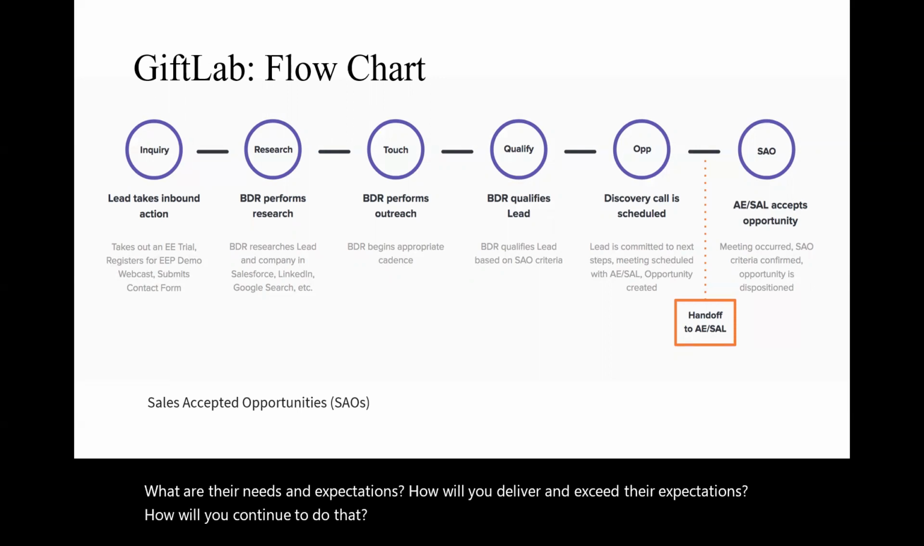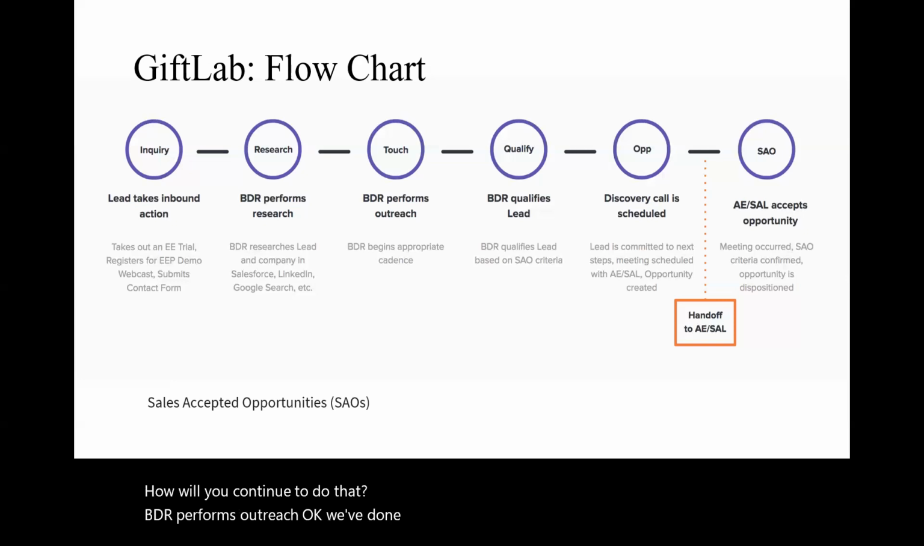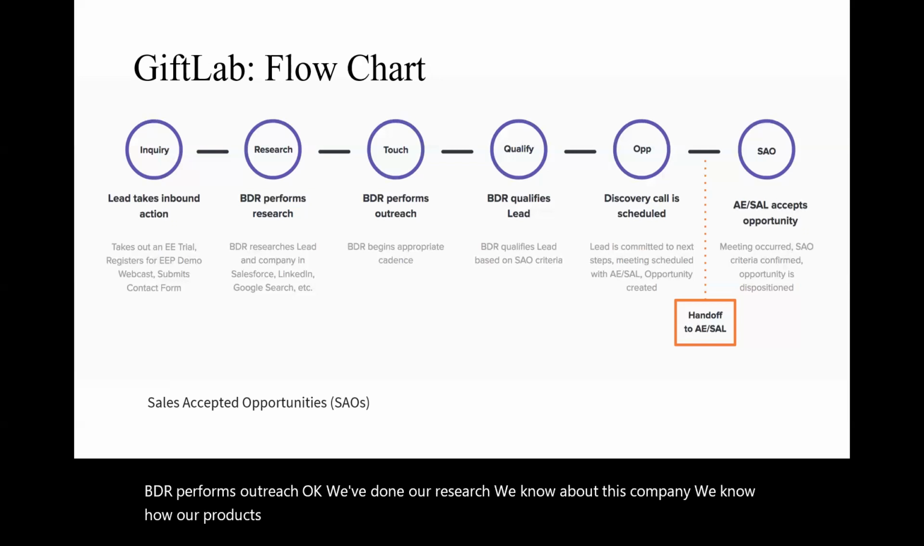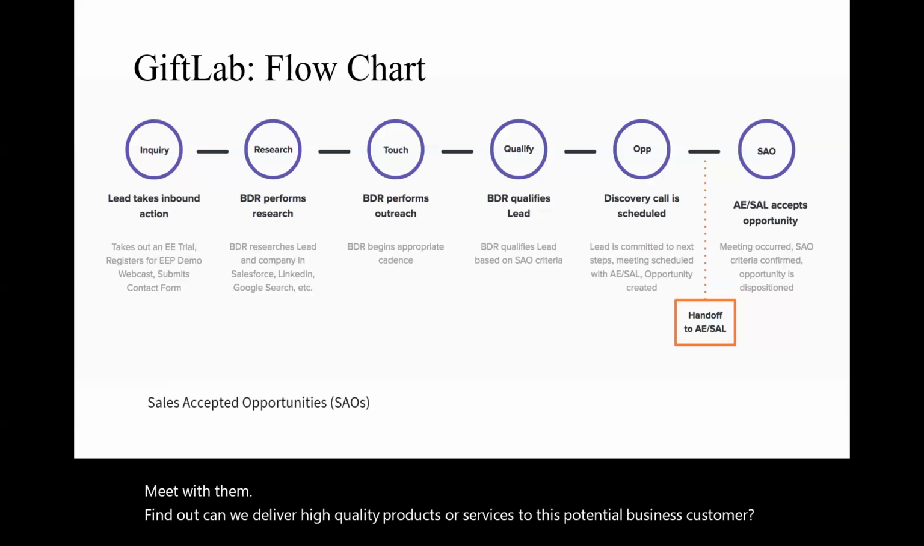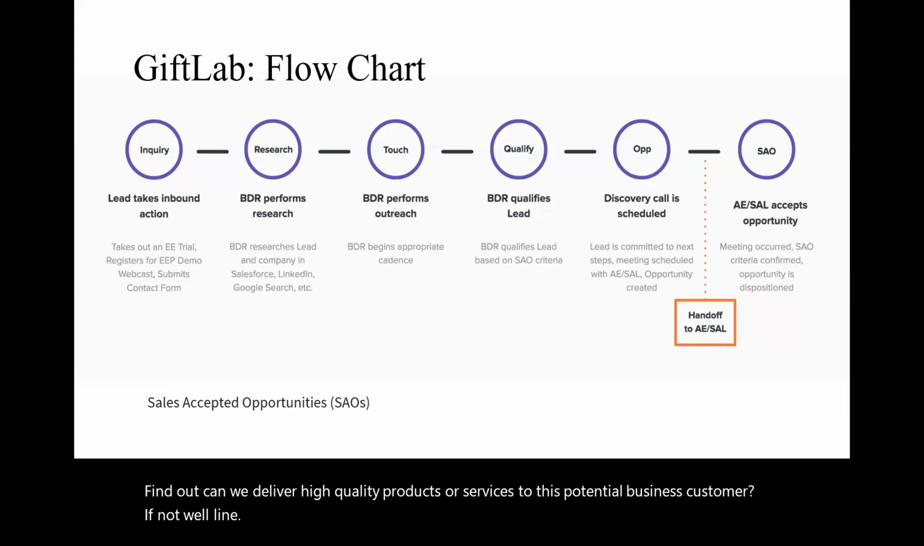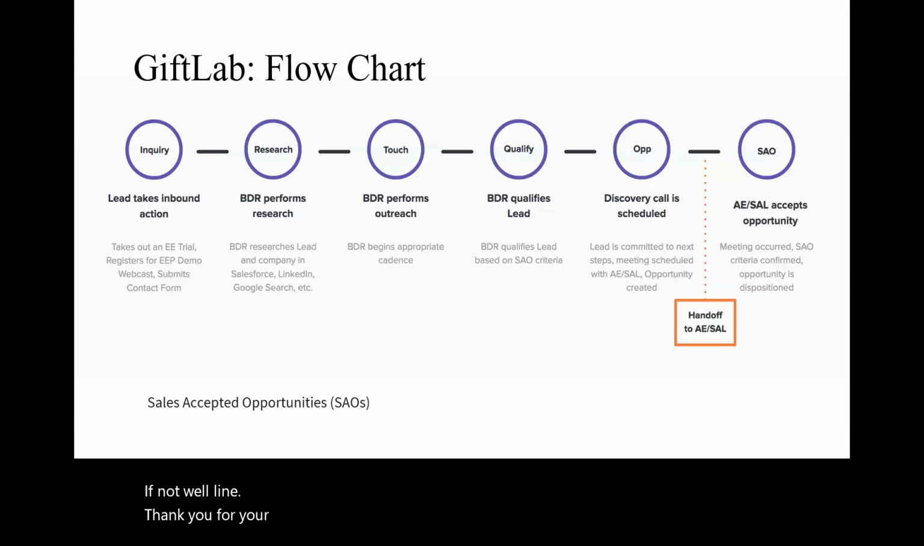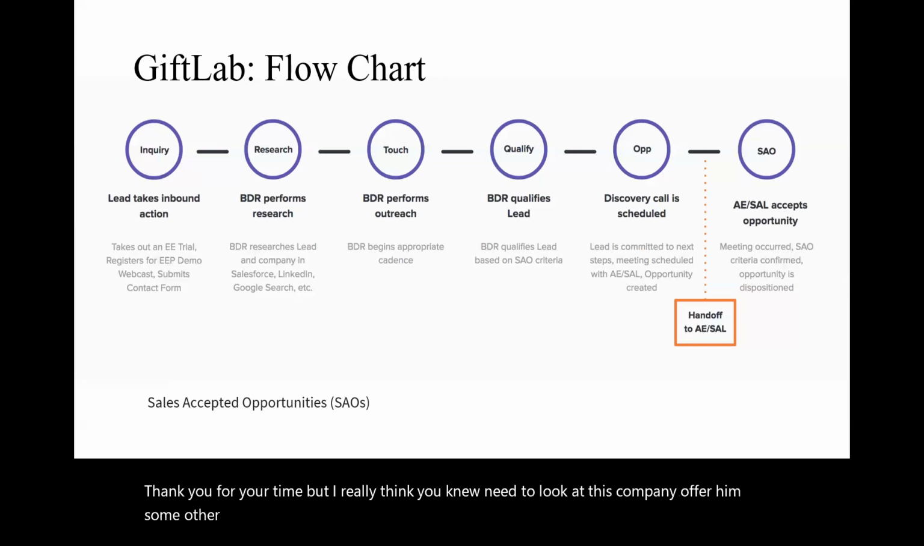BDR performs outreach. Okay, we've done our research. We know about this company. We know how our products and services can furnish the needs and expectations of our potential customers. Meet with them. Find out, can we deliver high quality products or services to this potential business customer? If not, draw the line. Say thank you for your time, but I really think you need to look at this company. Offer them some other suggestions. If you can't meet their needs, refer them to somebody else.